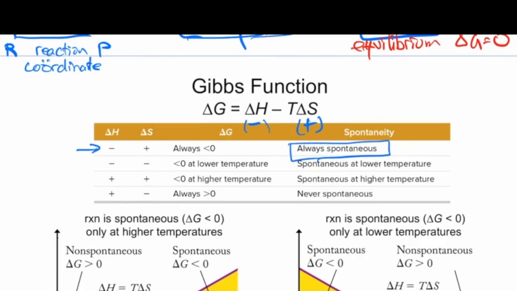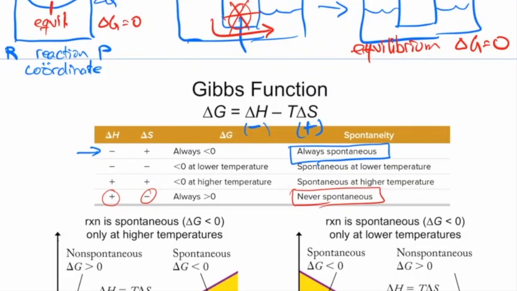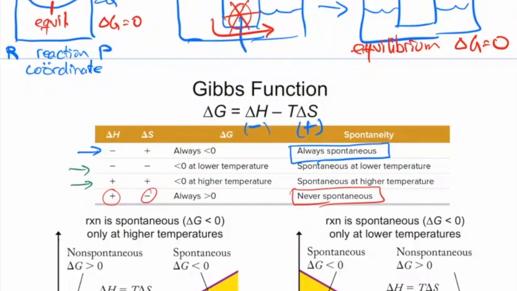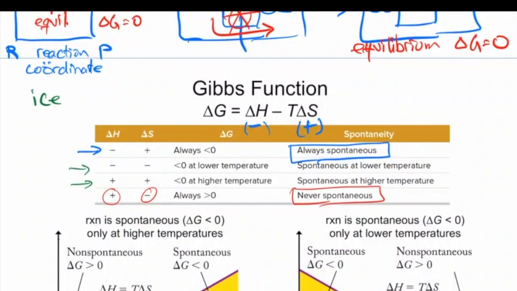And the reverse, right? If you have a reaction that's endothermic, so delta H is positive, and the entropy is always going to be decreasing, then it will never be spontaneous. But then as we discovered, like this one and this one, whether it's spontaneous or not depends on the temperature. At high temperatures, it'll be one way, and at lower temperatures, it'll be another way. And we talked a little bit about that with respect to ice going to water.